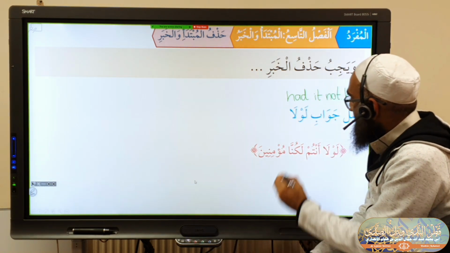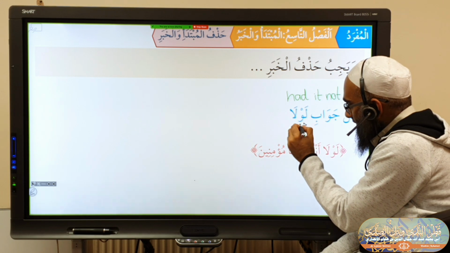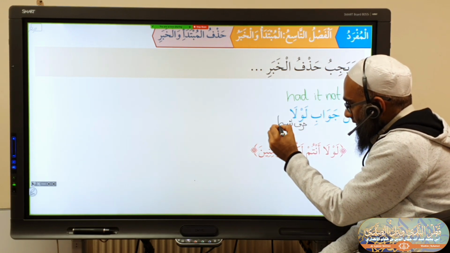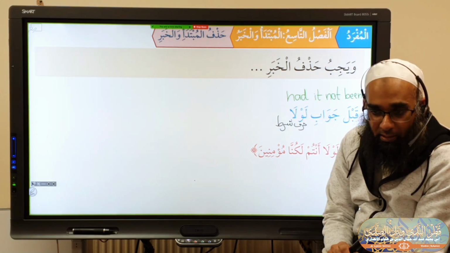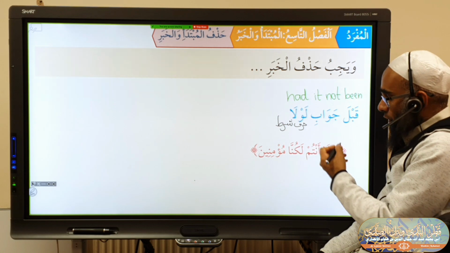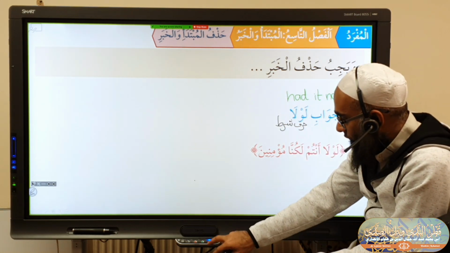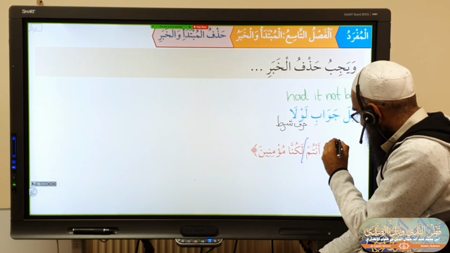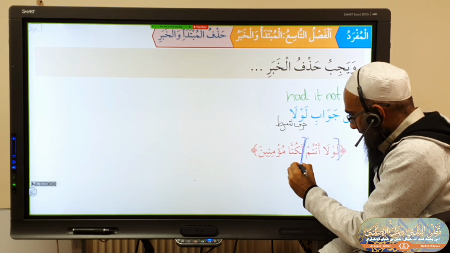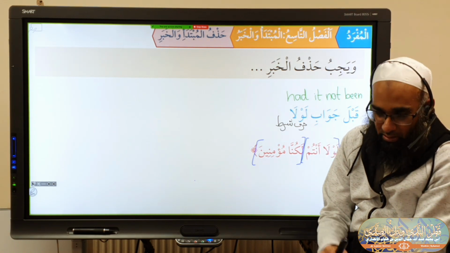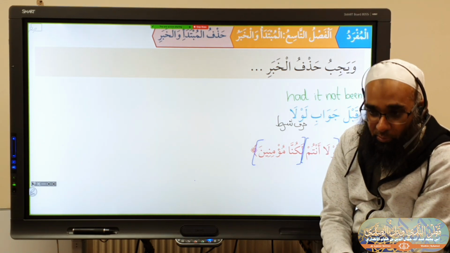So لولا is a harfu shart. What's لولا? Harfu shart. Okay. Now, obviously it's going to have a jawab. So the harfu shart, the jumla to shart is this. And the jawabu shart is what? This. So the day of Qiyamah, they will lament each other. Yes, they will lament each other.